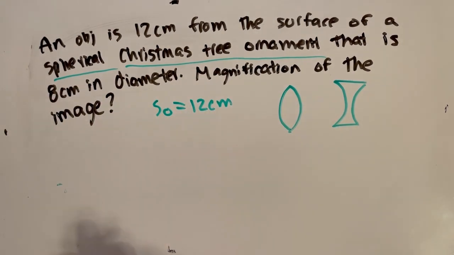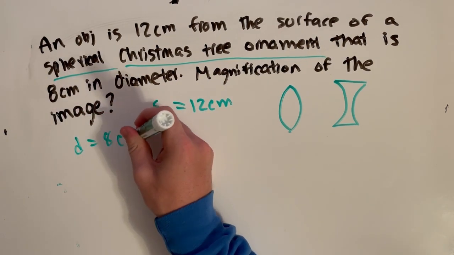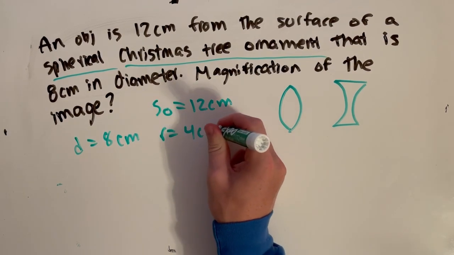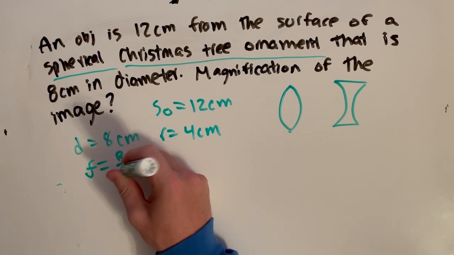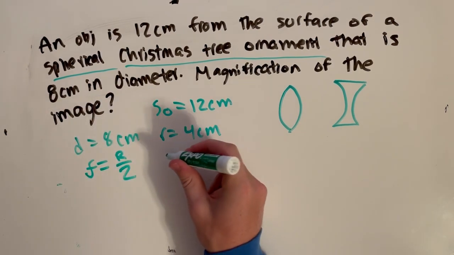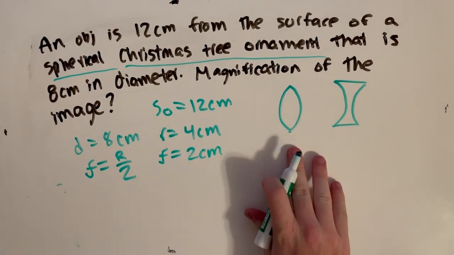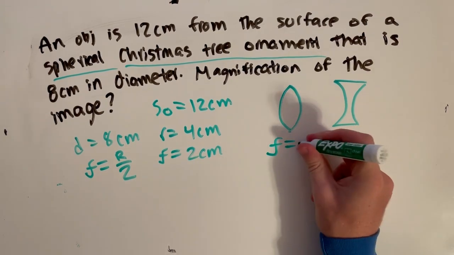So moving on, we know it's a spherical Christmas tree ornament that is 8 centimeters in diameter. So if we know the diameter is 8 centimeters, we know half of the diameter is the radius. So the radius is 4 centimeters. And if we remember our focal length equation, focal length is half the radius. So that'd be 4 divided by 2, which is going to leave us with a focal length of 2 centimeters. Now go back to our converging lens. We know the focal point for a converging lens is positive.